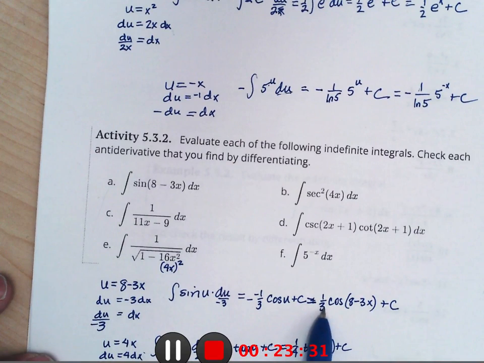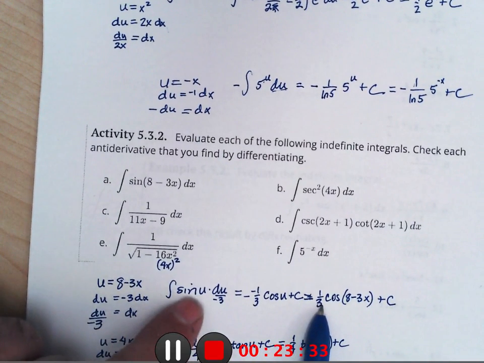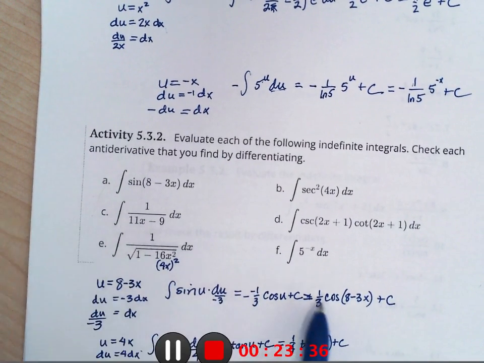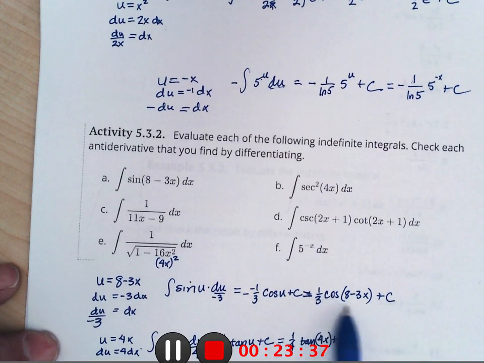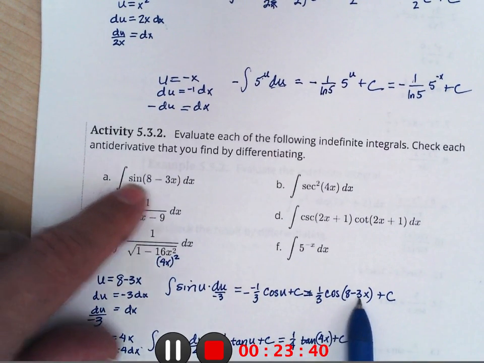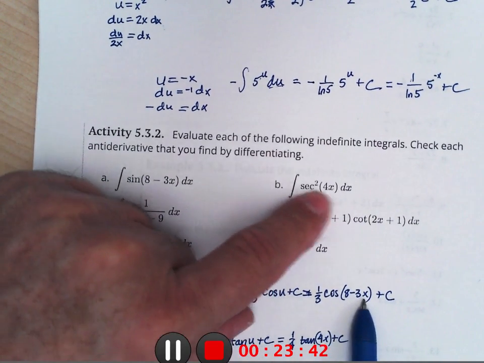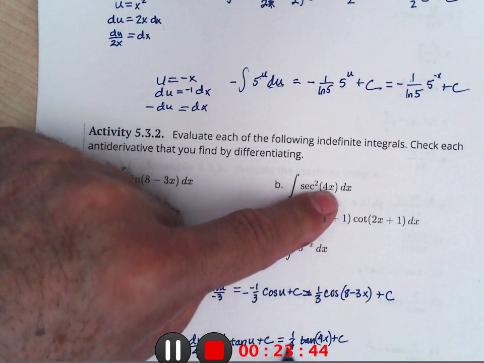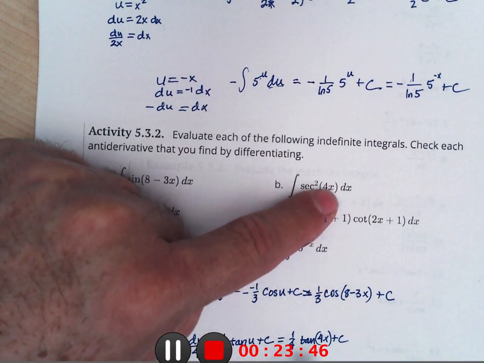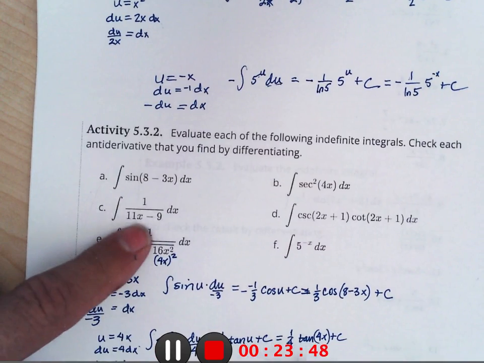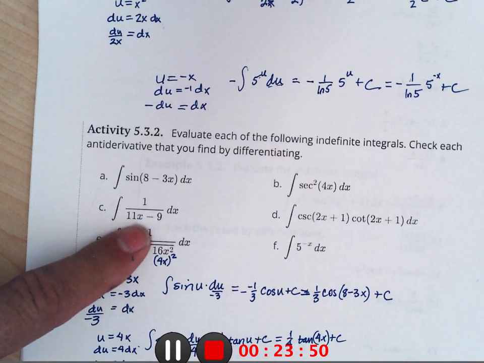And the antiderivative of sine made it negative, and so that's why it became positive 1/3. Then the antiderivative of sine, which is this, creates a 1/4. The antiderivative of secant squared is tangent. This creates an 11, so we get a 1/11.